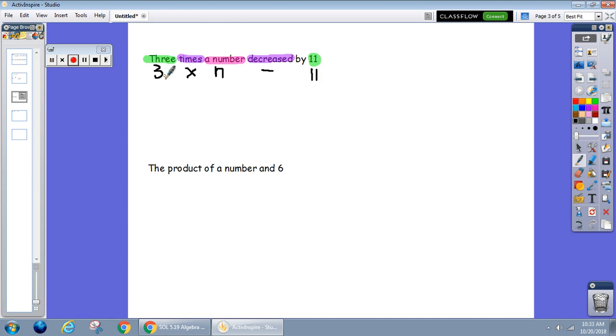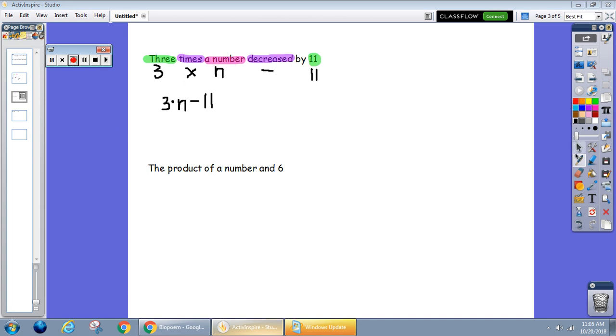All right, let's see. 3 times a number decreased by 11. Let's start with that first thing. 3 times a number. Well, if I wanted to multiply, remember multiplication, you could do the x up here, or you could just do the dot. So 3 times this number, and then I want to decrease that answer by 11. Minus 11. Good.